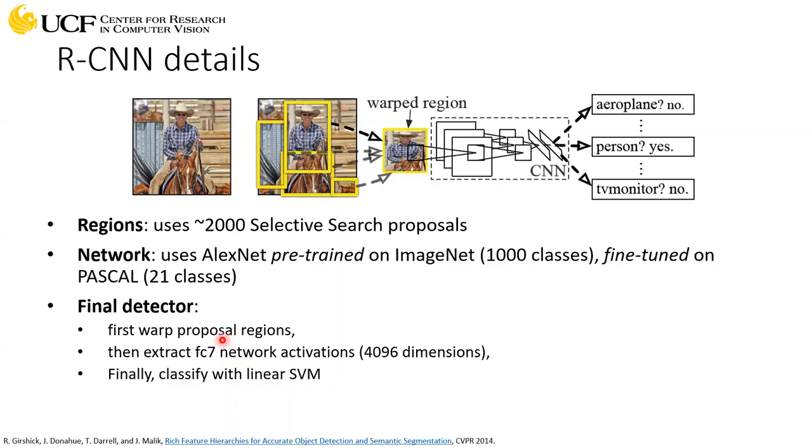And some more details. This is just telling you the feature dimension which was extracted from the CNN. It had 4096 different values. And then finally, a linear SVM was used for the classification.